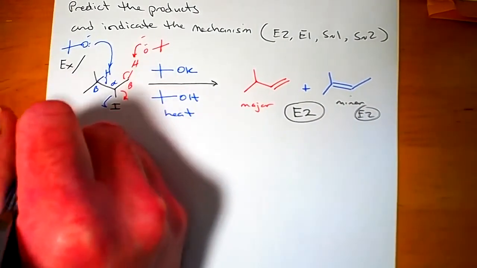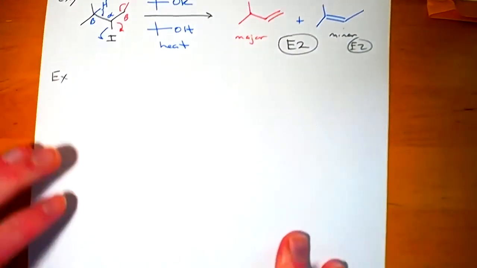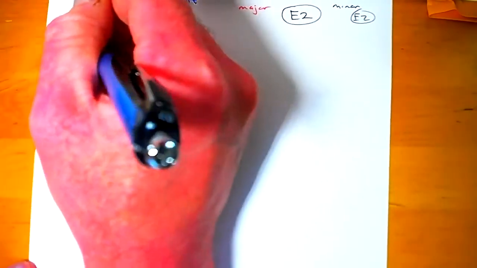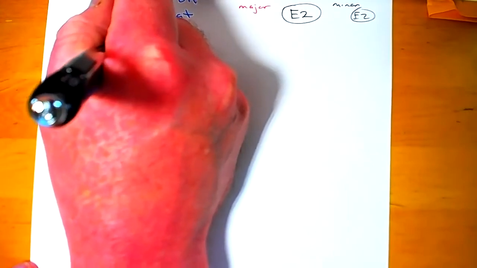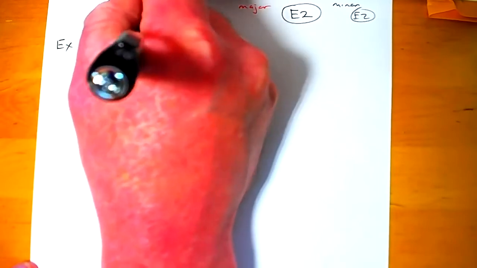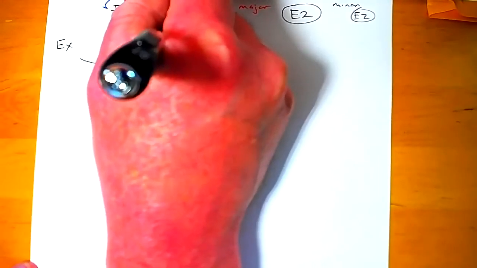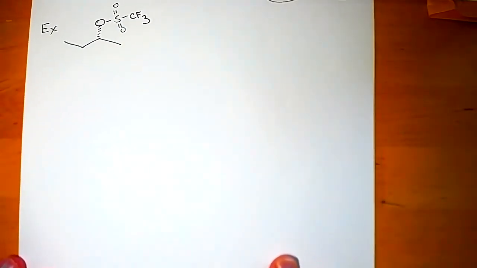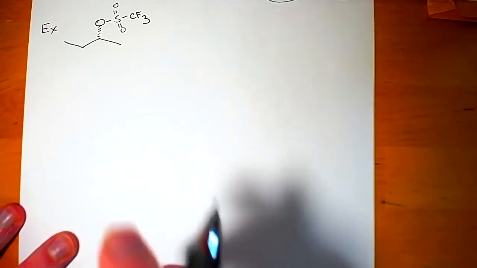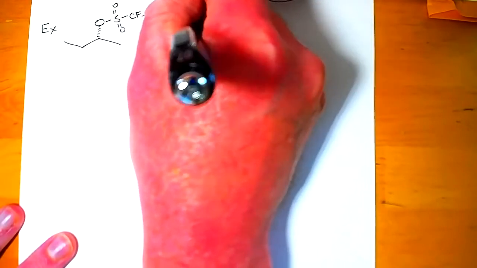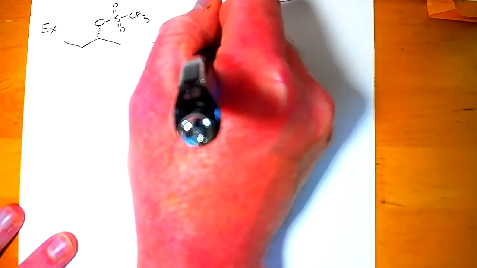All right, let's try another one. So this one will make something look a little bit weird here, but just bear with me. So we got this crazy looking thing here. Okay. And I'm going to treat that with sodium iodide and acetone.